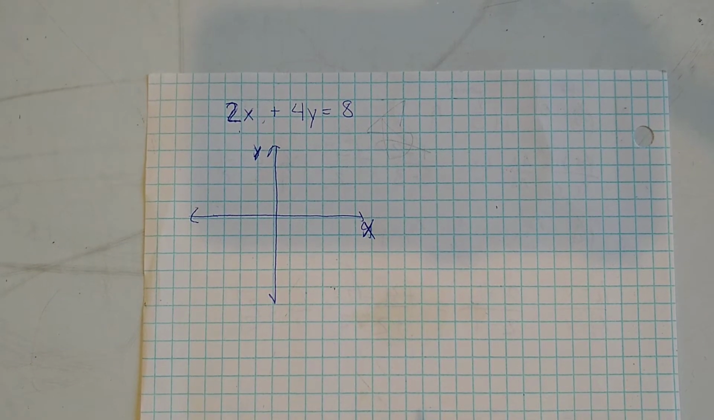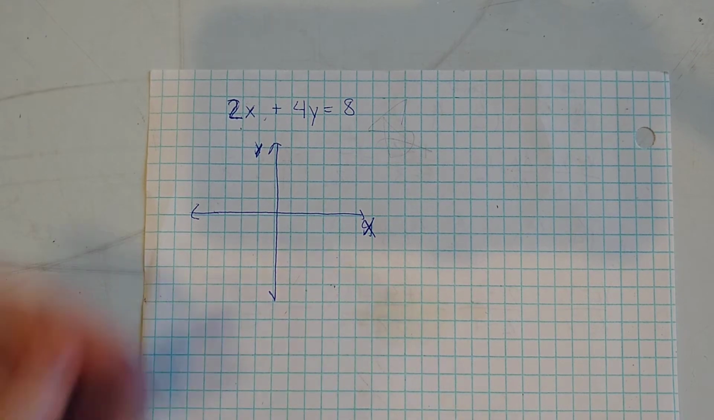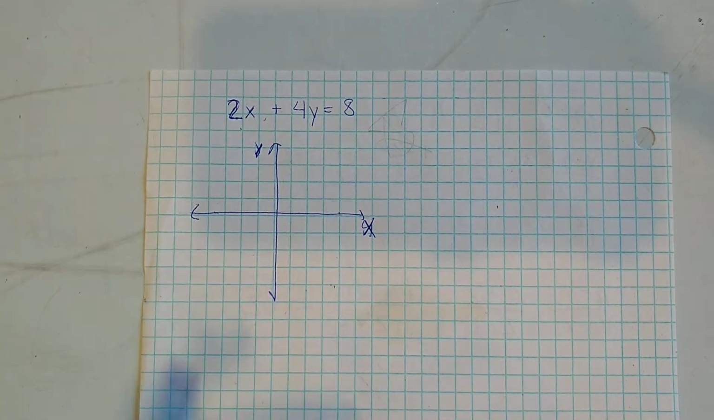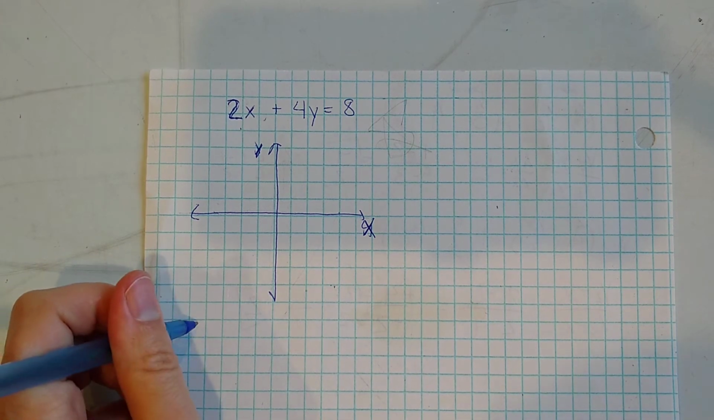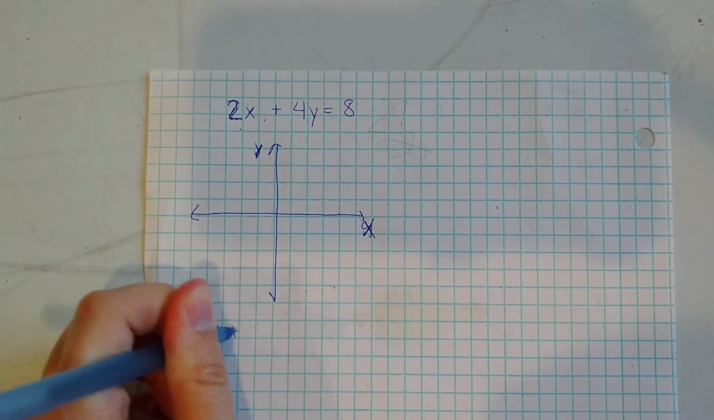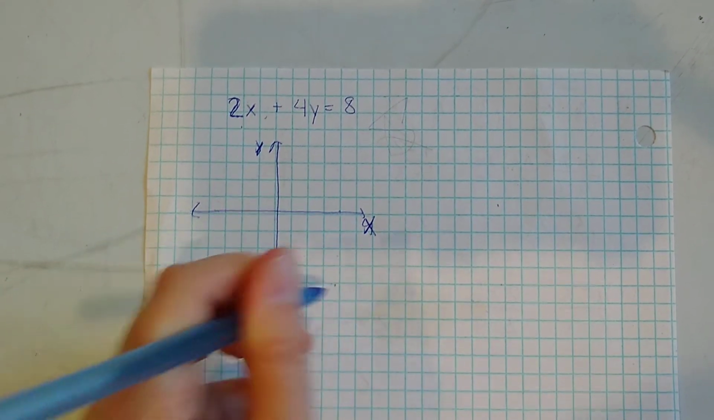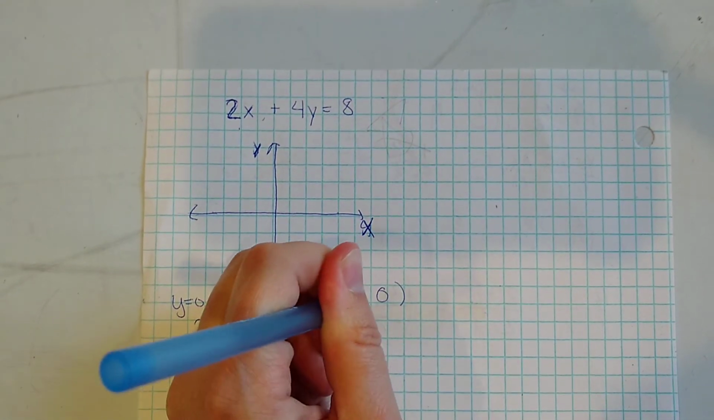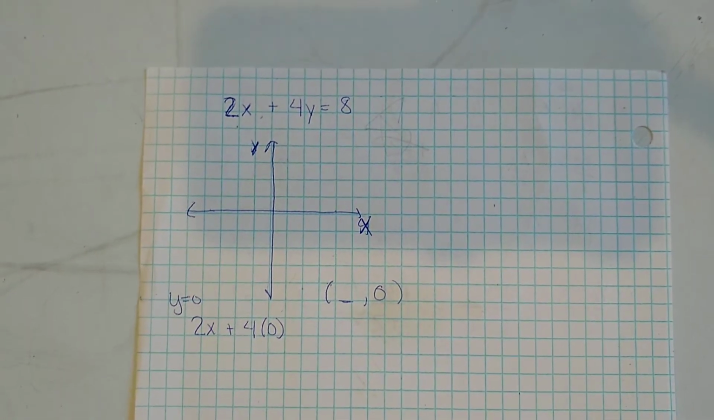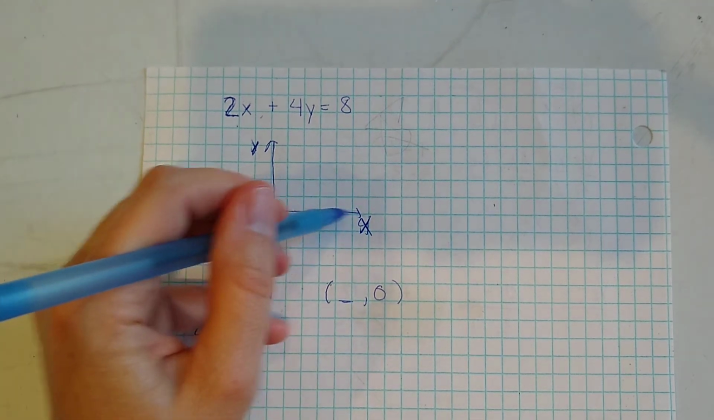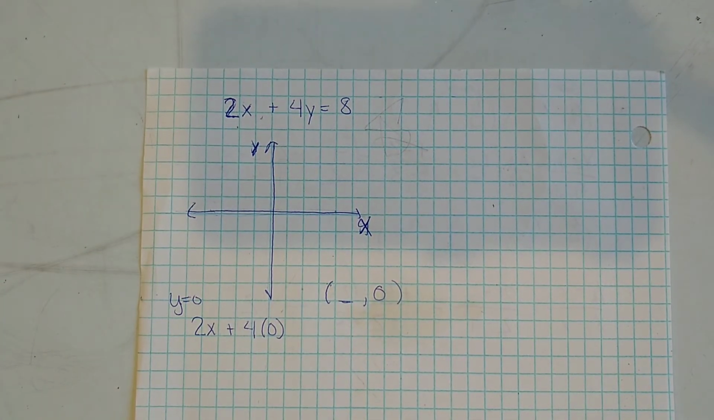The easiest way to graph while in standard form is to find your y-intercept and your x-intercept. We do that by setting x to 0 and y to 0. So if I take this 2x plus 4y and say y equals 0, I'm going to get an ordered pair with 0 and something. I'm looking for that x. I know that y is going to be 0, which will be right here on this line.